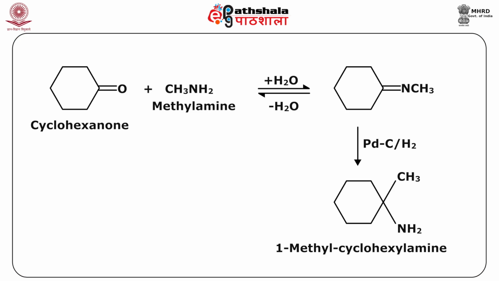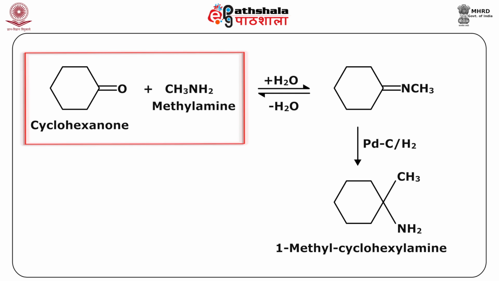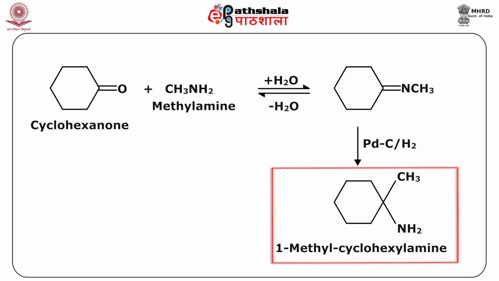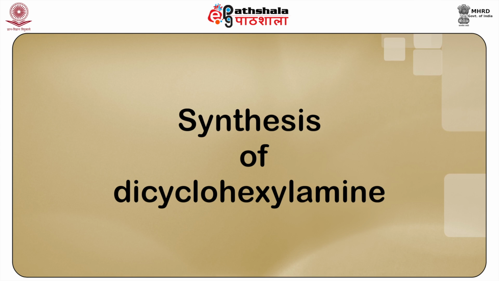The synthetic pathway involves, in step 1, the reaction of cyclohexanone with methylamine to form an intermediate imine. In step 2, the intermediate imine so formed on catalytic reduction with palladium on carbon and hydrogen forms the product 1-methylcyclohexylamine.